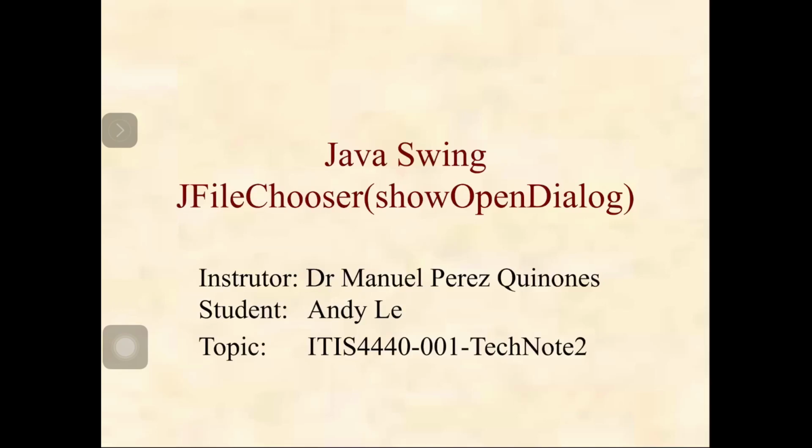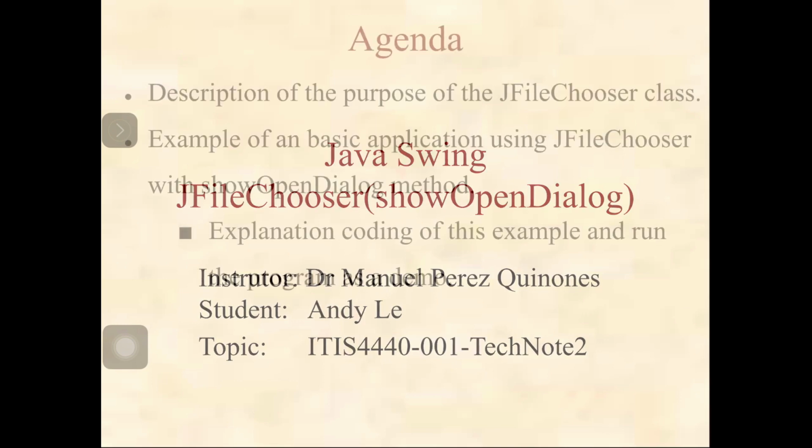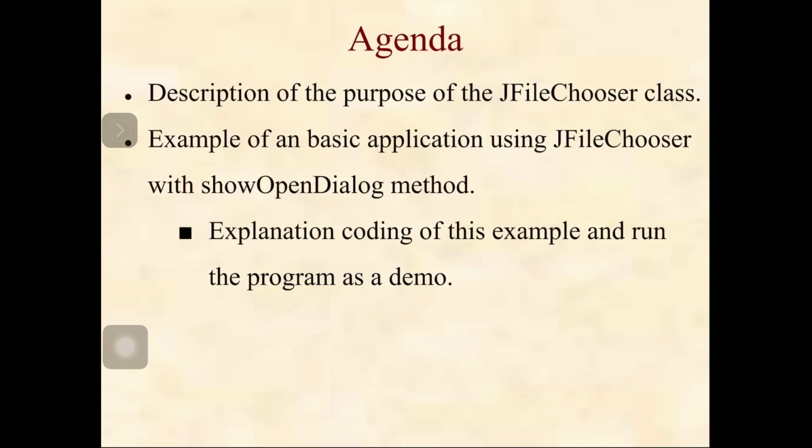Today I will explain how to use the JFileChooser class in Java. I will focus on the showOpenDialog method of this class. I will go over a little bit of description of the purpose of the JFileChooser class. I will explain the coding of an application using JFileChooser with the showOpenDialog method on screen. After that, I will run this application to show the output as a demo.